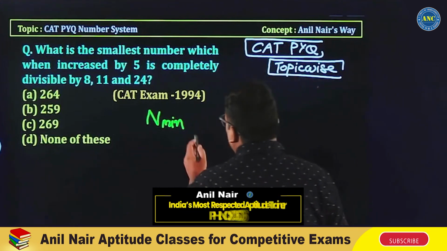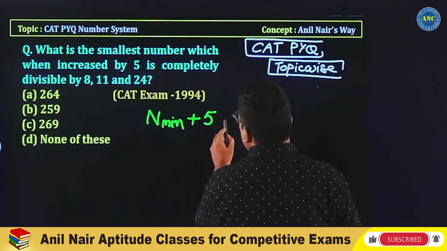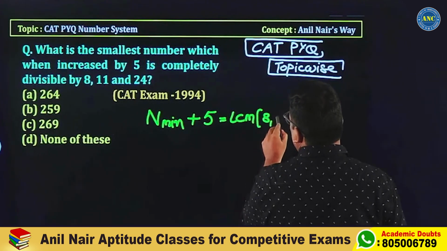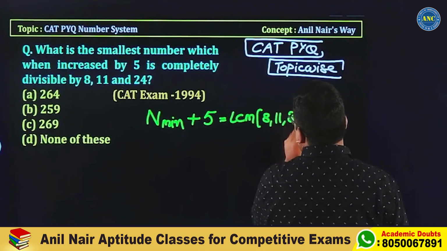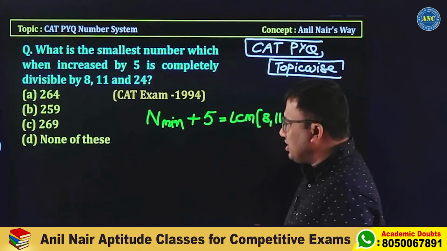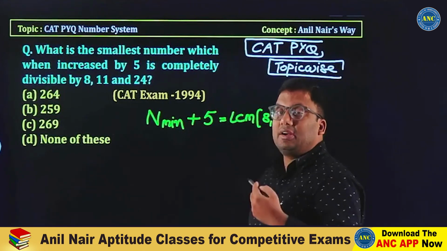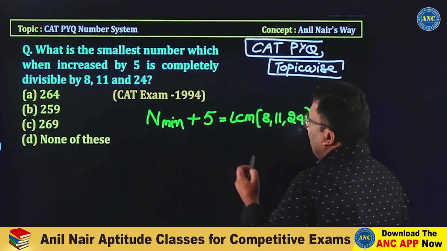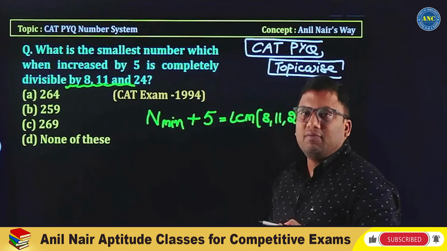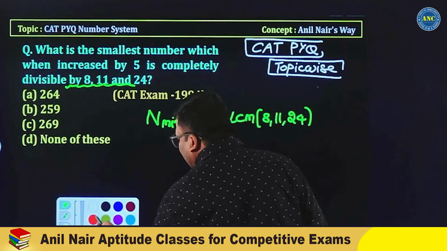Smallest number when increased by 5. This n, when increased by 5, the number is perfectly divisible by 8, 11, 24. This question we already solved. I'll give an idea in 1 minute. n is the minimum value that when added by 5, the answer will be perfectly divisible by 8, 11 and 24. Any number which is perfectly divisible by 8, 11 and 24 is the LCM of 8, 11, 24.